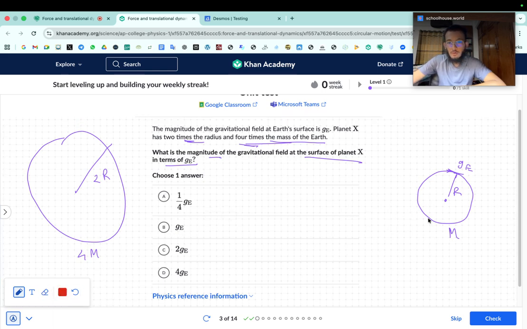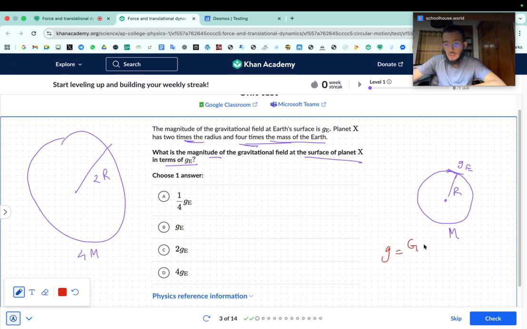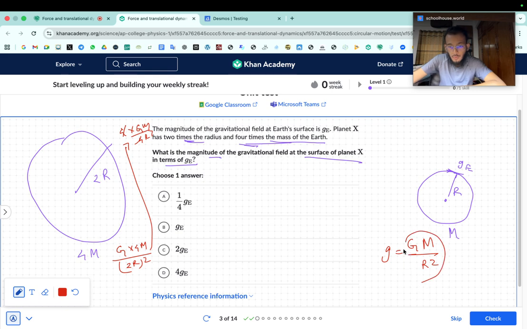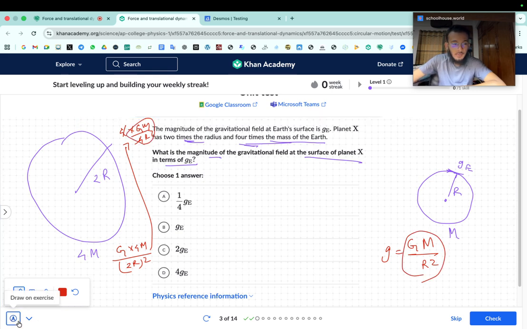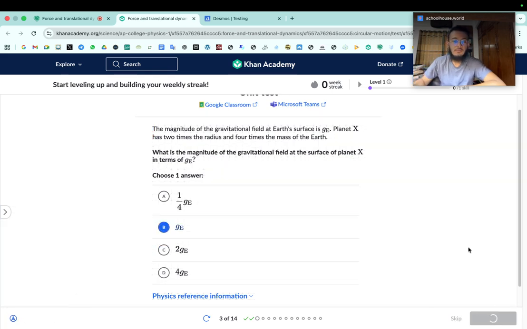So for the gravitational field for the Earth, what do we have? We have g equals Gm over r squared. But for this one, we have G times 4m over r squared, which is 2r squared. So 4 times Gm over 2 squared, which is 4, r squared. This gets cancelled out. What do we have? The same thing. Which means they're the same.